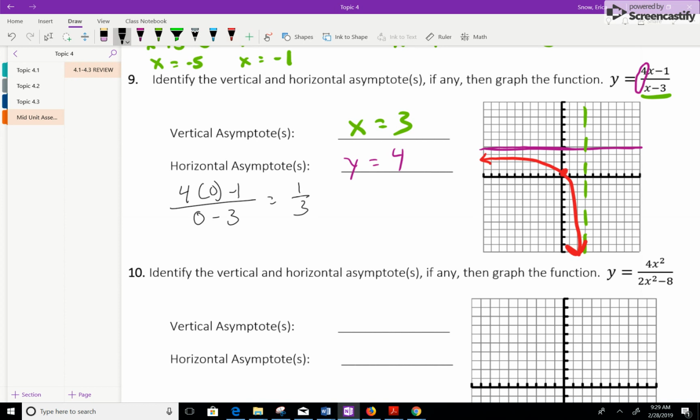So there's that. Then if I plug in 4 for x, I get 4 times 4 minus 1 over 4 minus 3, which gives me 15 over 1, which is greater than 4. So that gives me this part up here.